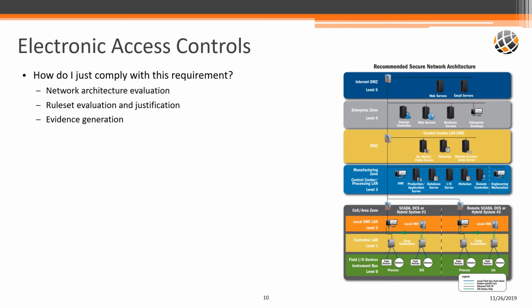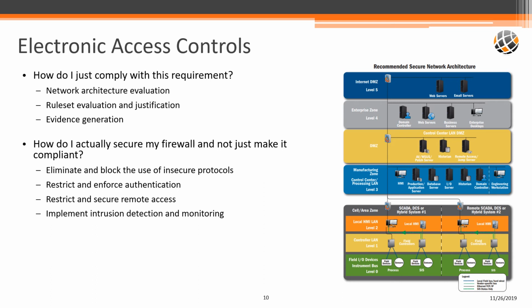Then the full evidence set is an updated and complete network diagram depicting the logical network architecture and those electronic access points, supplemented by that trued up rule set that shows we are only allowing traffic in and out of the facility that's absolutely necessary for the operation of the facility. Everything else is denied by default.